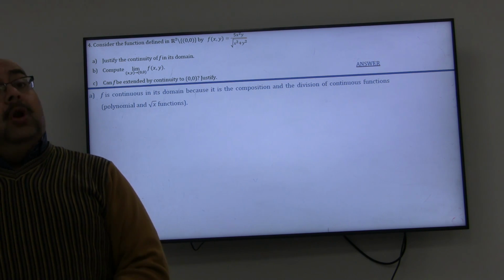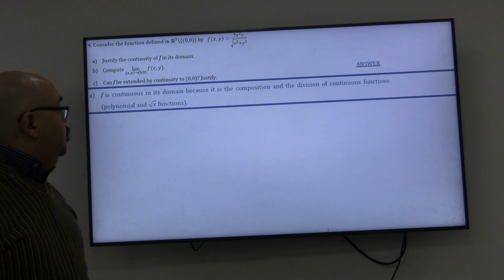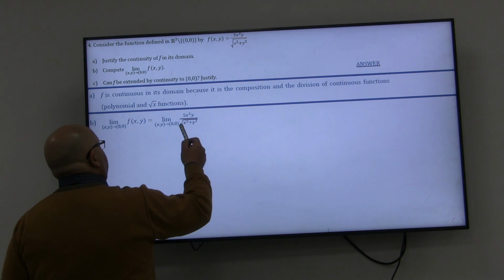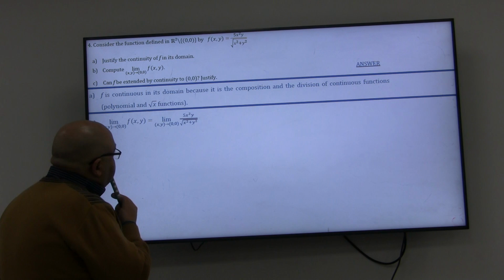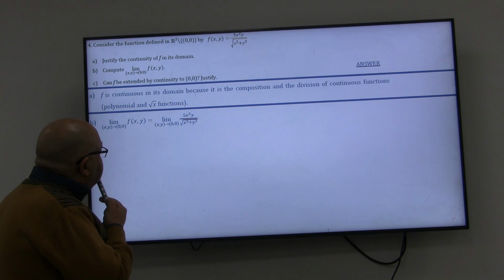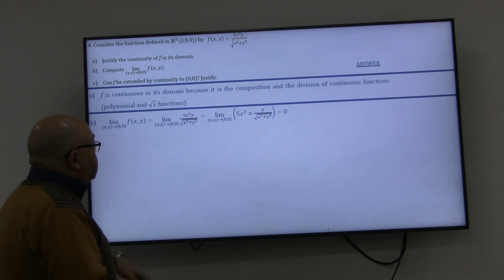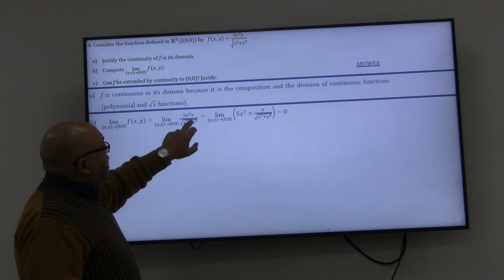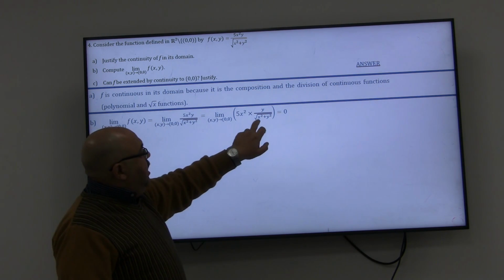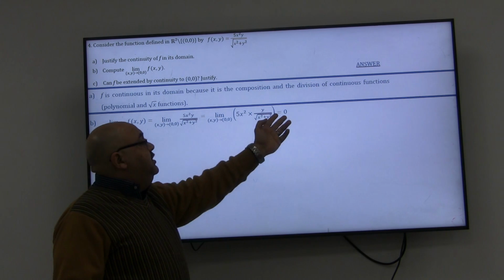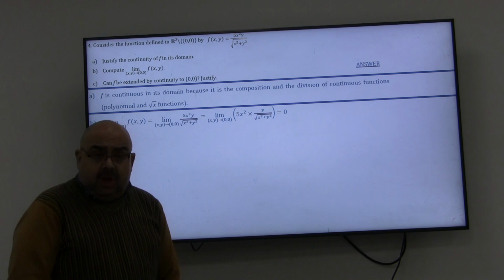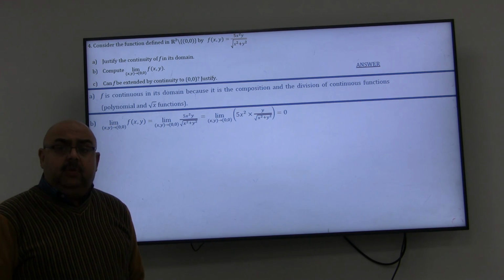So all I have to do now is try to evaluate 5x squared y over the root of x squared plus y squared. Let's think for just a second. I can separate this function to be 5x squared on its own, times y over the root of x squared plus y squared. And I want to prove this is equal to 0. This is really very simple. It's going to equal 0. Why is it going to equal 0?